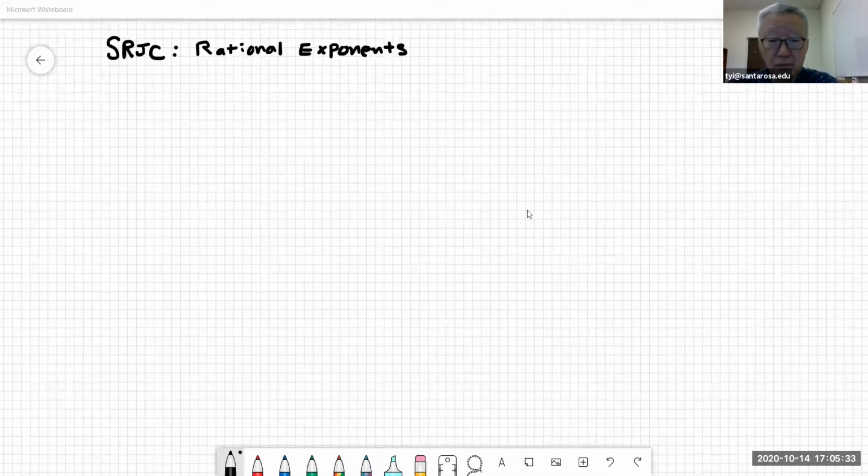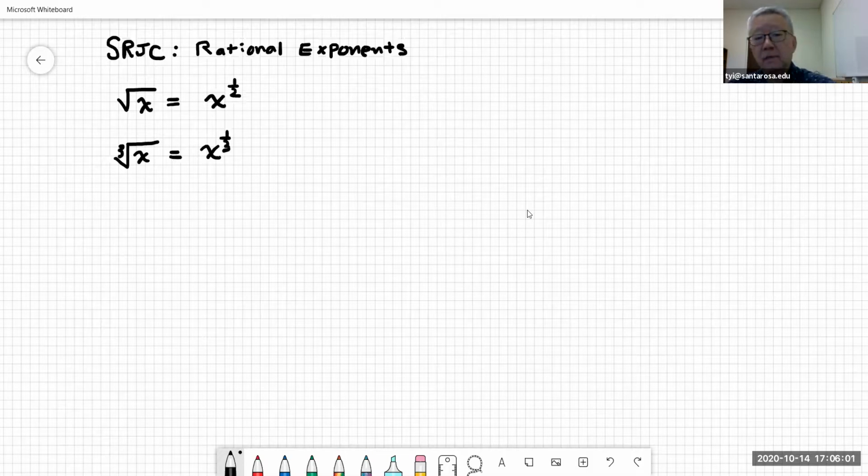Okay. Now I'm going to start with just two radicals. Let's say we have the square root of x. If I want to rewrite this as a rational exponent, this is going to be the same as x to the 1/2. If I have the cube root of x, this is going to be x to the 1/3. Okay. Now, the laws of exponents still apply to these rational exponents as well.